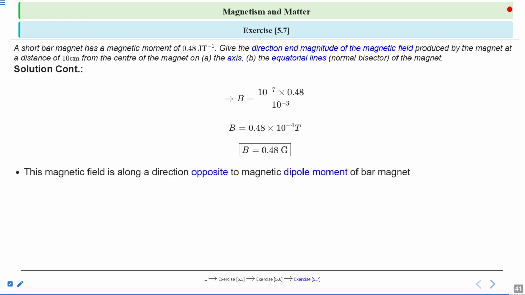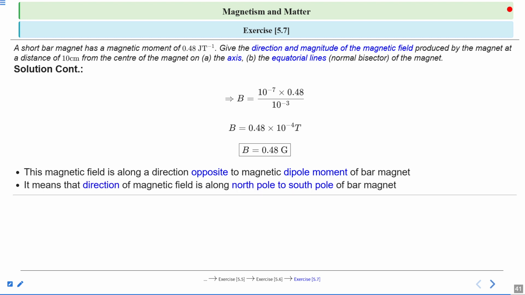This magnetic field is along a direction opposite to the magnetic dipole moment of the bar magnet, since at the equatorial line the magnetic field direction is opposite to the magnetic dipole moment. It means that the direction of the magnetic field is from the north pole to the south pole of the bar magnet. Magnetic moment is from south pole to north pole, but the magnetic field direction for the equatorial line is opposite. Got it?